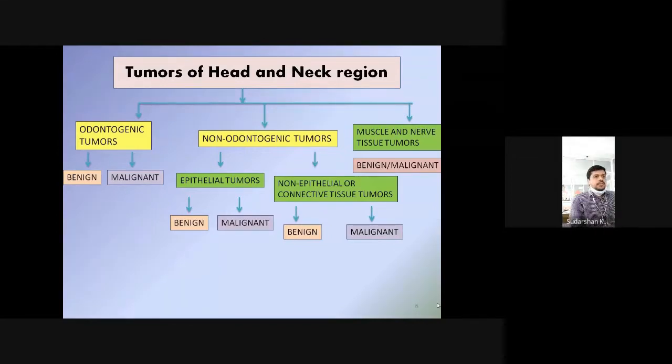Right. If you remember yesterday, I have discussed about the classification of tumors, benign tumors and malignant tumors, and I have enumerated all the tumors which are there.